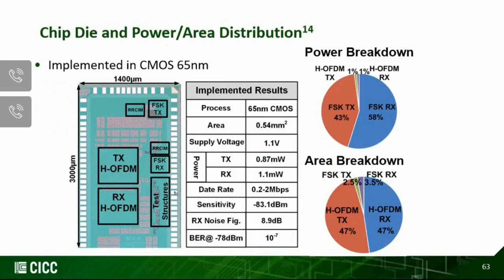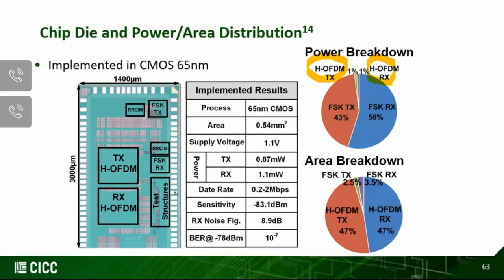This slide shows the chip die and power and area distribution of the hybrid OFDM second version. You can see that the power of the FSK TX and FSK RX is evenly distributed. The hybrid OFDM baseband block occupies only around 1% of the transmitter and receiver power. Area-wise, however, the hybrid OFDM baseband occupies a lot of area, both in TX and RX, compared with the FSK part. You can see that the hybrid OFDM considerably takes a lot of area.